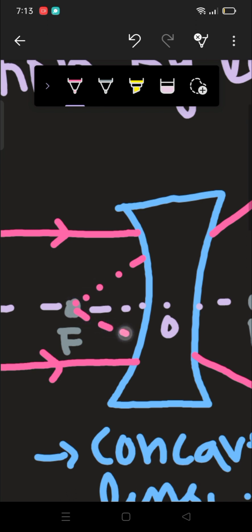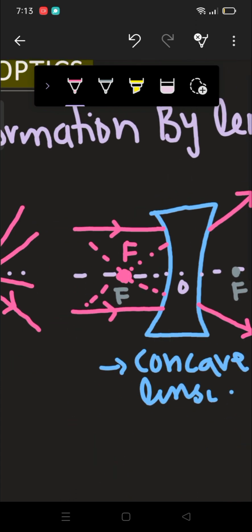They'll appear to meet, and they'll meet on what? They'll meet on the principal axis again, not on the principal but the focal point again. So as you can see here, the rays which were going parallel to the principal axis have again passed through the focal point, like the image would be formed on the focal point, either that is concave or convex.